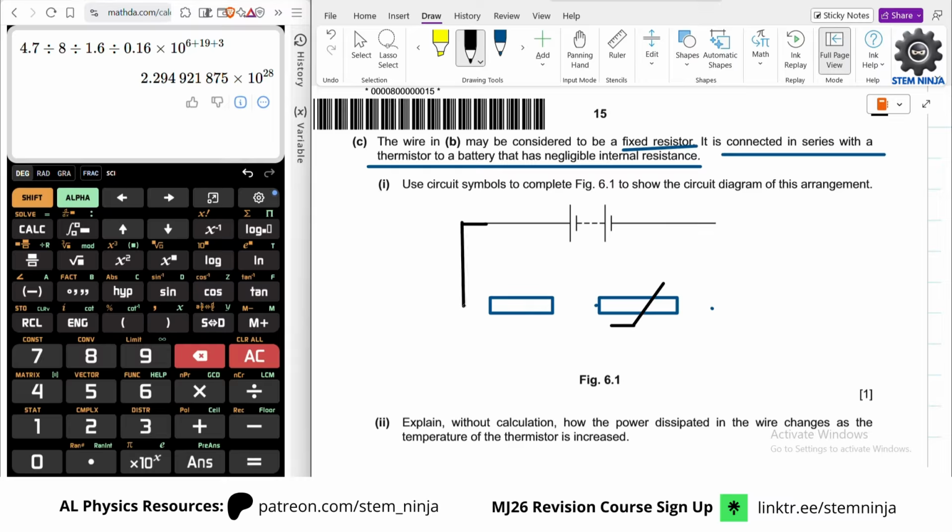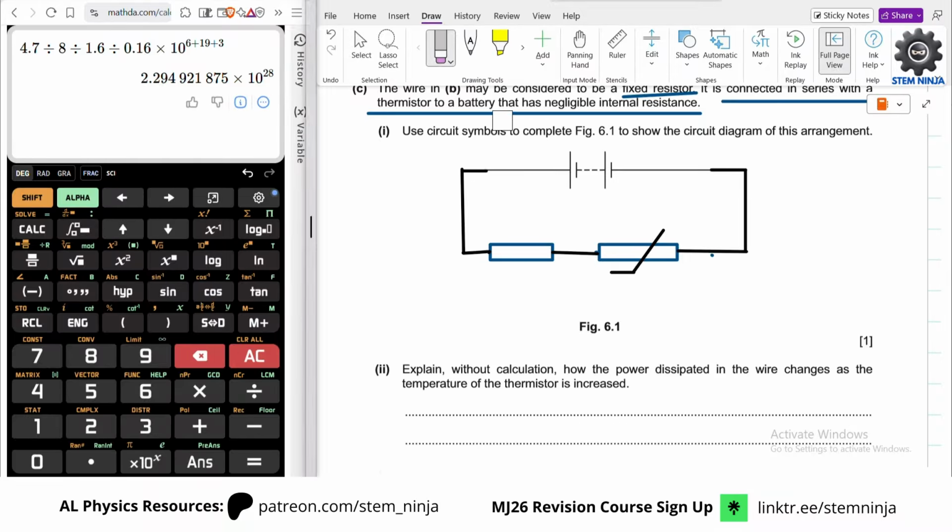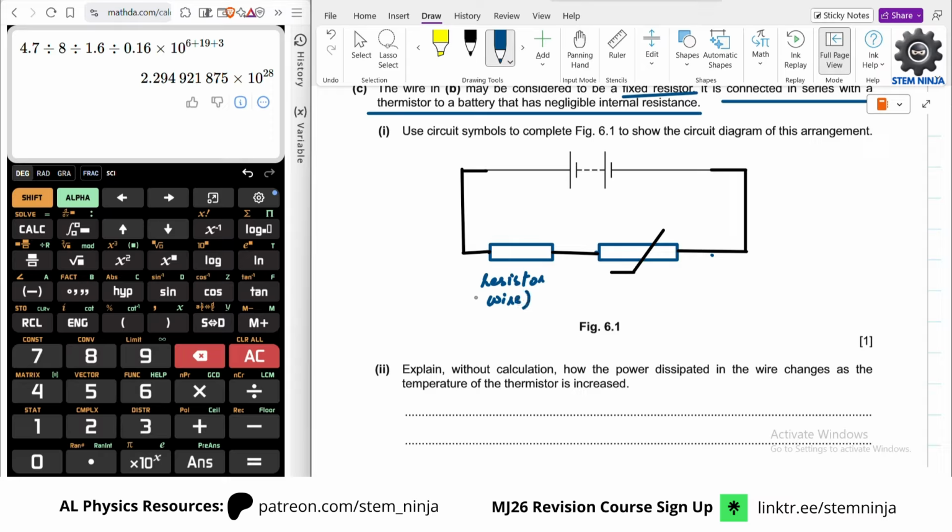We need to connect them in series. So this line is connected with this line, and this, right over here. Right, that's it. We can label them also. So this is your fixed resistor or wire basically, and this is your thermistor.